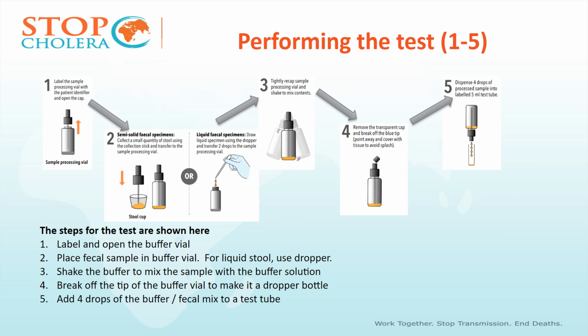After the stool is well mixed with the buffer, break the cap off the buffer vial. The buffer vial now becomes a dropper bottle, and one uses this dropper bottle to add 4 drops from the buffer vial to a test tube. Place the test tube in the foam rack to stabilize it. It is now ready for testing.